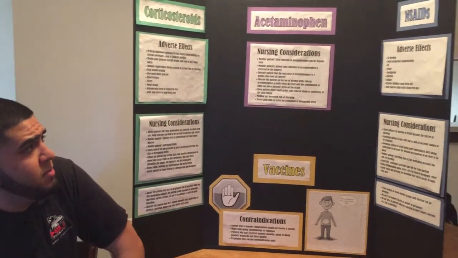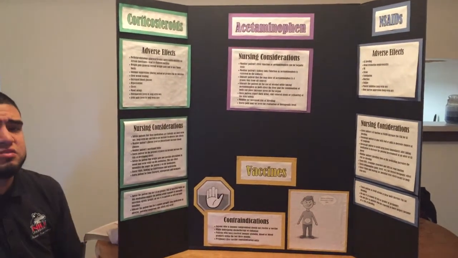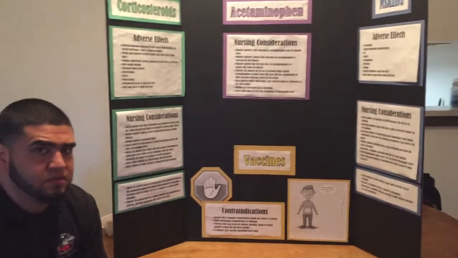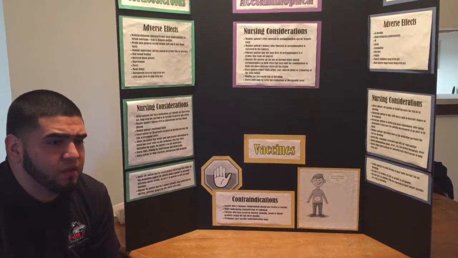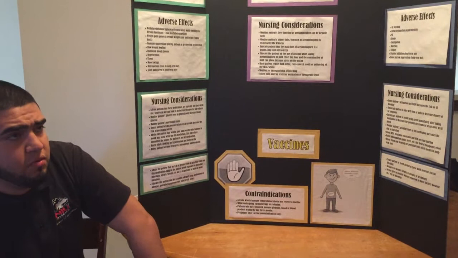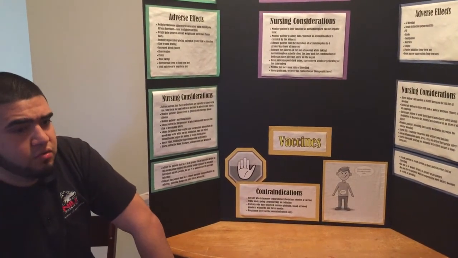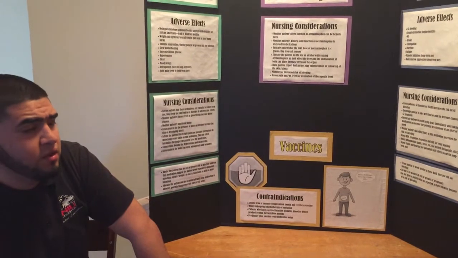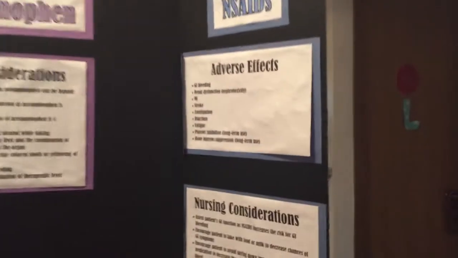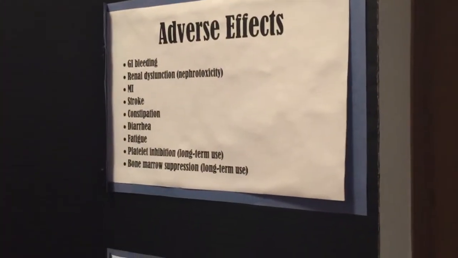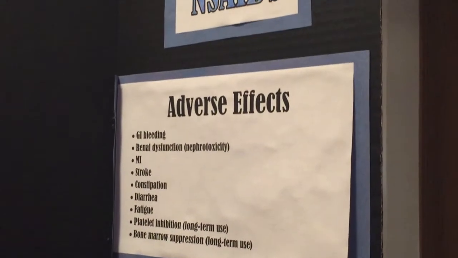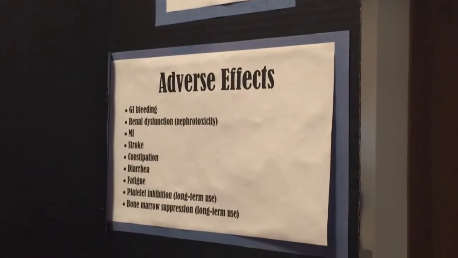NSAIDs are a little bit different than corticosteroids. The difference between these two is that NSAIDs also inhibit prostaglandin synthesis, but they also inhibit platelet formation as well. So it inhibits platelets, so it thins the blood, so patients aren't able to coagulate normally. So here are some of the adverse effects: GI bleeding, renal dysfunction, and some serious ones as well, like bone marrow suppression. So those are some things that are different than corticosteroids. This is more focused on the circulatory system and the kidneys.